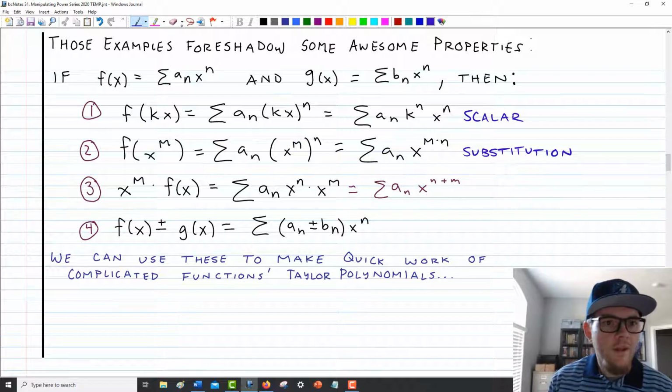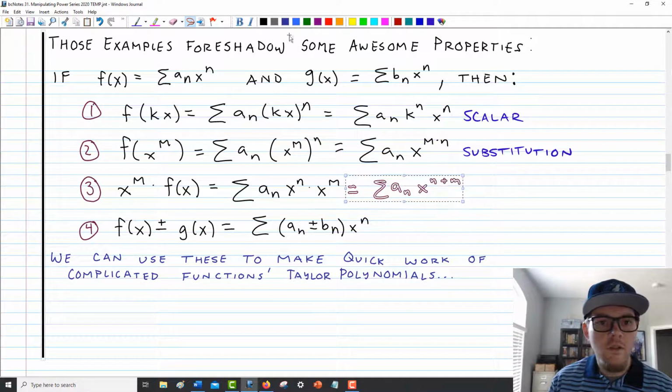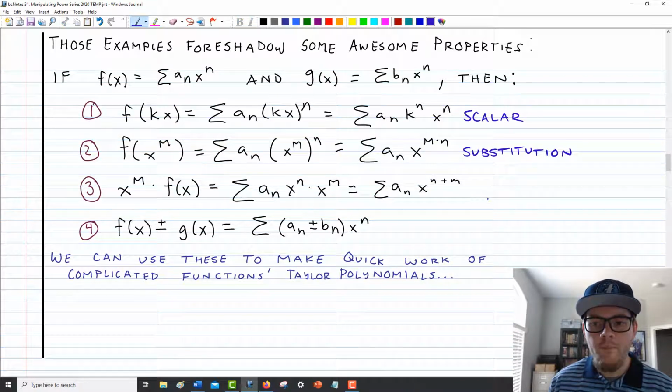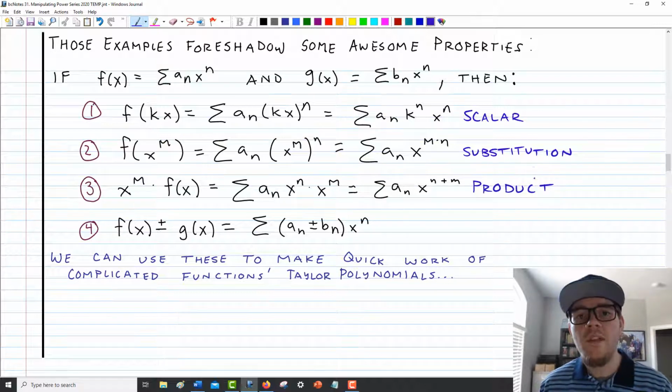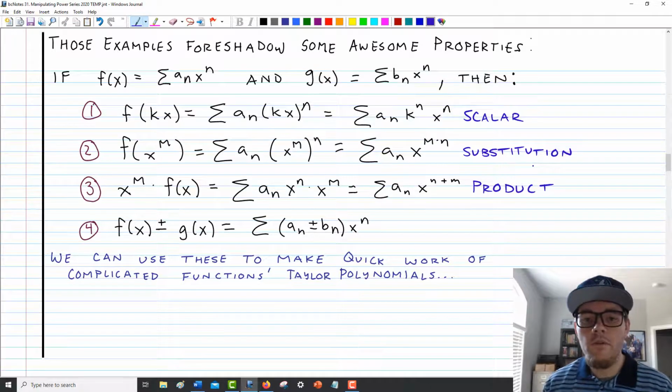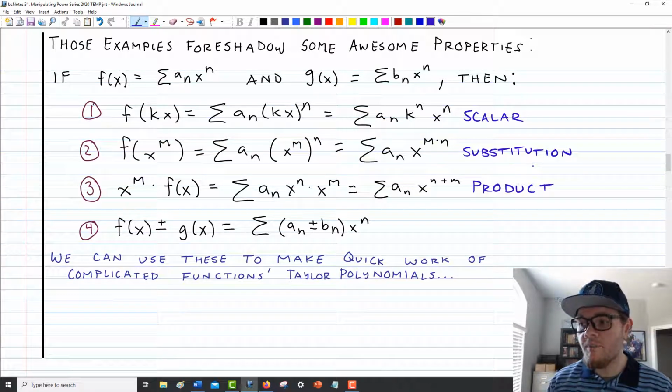The next one, I don't know why that's written in a different color. That's kind of strange, but that's okay. So that third property is going to be the product property. That was the same one that we just used on the previous problem with x times sine of x, meaning you can multiply monomials through times everything. Works out really nicely. And then the last one, we didn't use it yet.